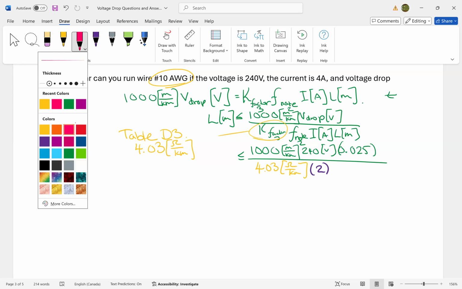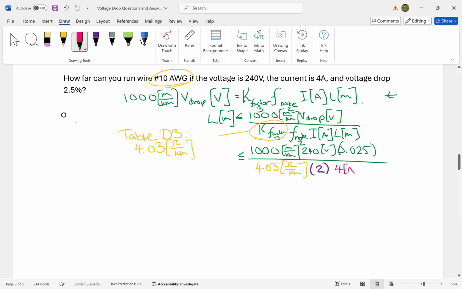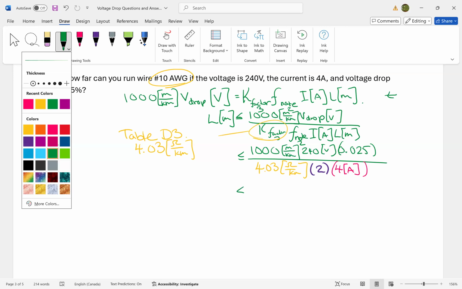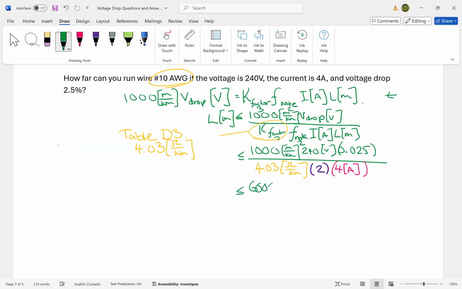And then the current in the question, it said it was 4 amps of current. Then we can plug all of that math into our calculator, and we see that the length has to be less than or equal to 6,000 over 32.24. And this will be in meters times volts per kilometer on the numerator, over ohms per kilometer. It's important to keep all of our units because if these units are wrong, then that means I've probably done something wrong in rearranging this equation or substituting in values. So let's see if these come out correct.